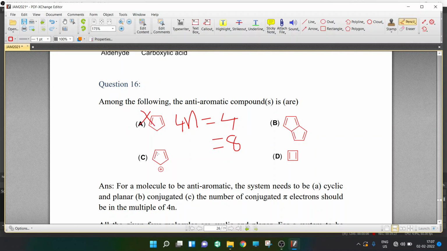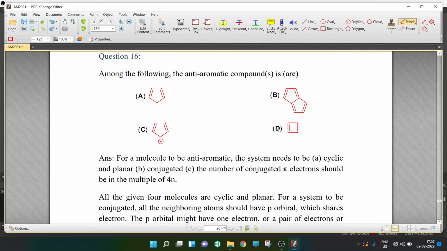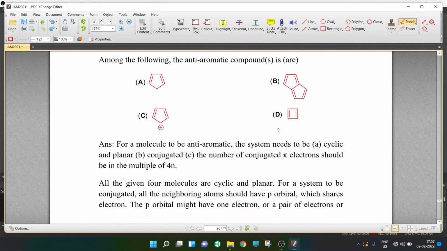So this is anyway not conjugated. We'll forget this. Here you see how many electrons are there? 1, 2, 3, 4. Two pi bonds are there, so 4 electrons. So this is definitely anti-aromatic. Here 1, 2, 3, 4, 5, 6, 7, 8. So B is also definitely anti-aromatic. D is 1, 2, 3, 4. So B, C and D, these three are the right answers. Okay. You can go through it. I will go slowly. You can pause it, read it, and then move ahead.